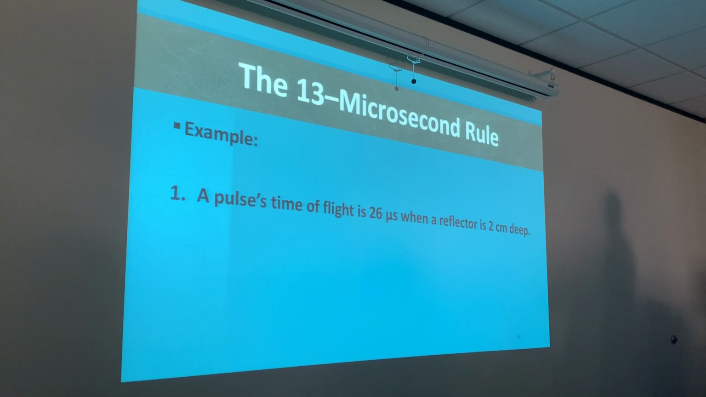If it's traveling 5 centimeters, 13 times 5 is what? What's 13 times 5, guys? No, it's 65. Okay. So that means at 5 centimeters, it's taking 65 microseconds to travel that long. But our total distance traveled of sound would be 10 centimeters, because it traveled 5 centimeters there and it's going to travel 5 centimeters back to the transducer.